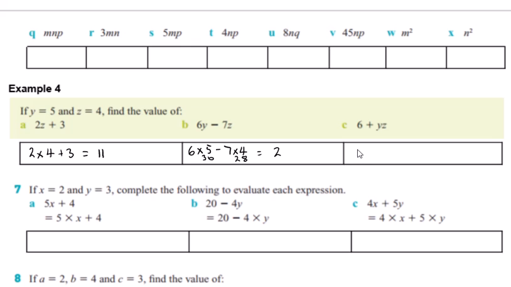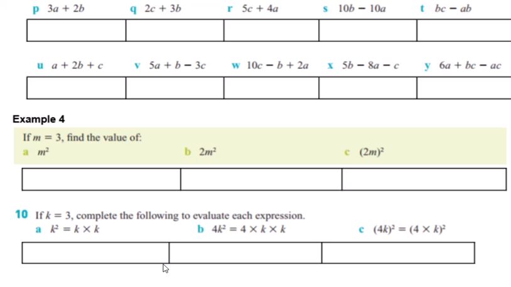Last one, we have 6 plus y times z. Well, y is 5, z is 4. So doing our BODMAS, 5 times 4 is 20, 6 plus 20 is 26.